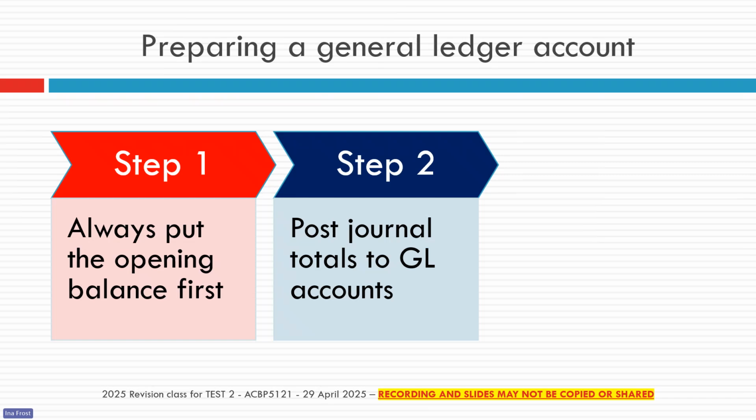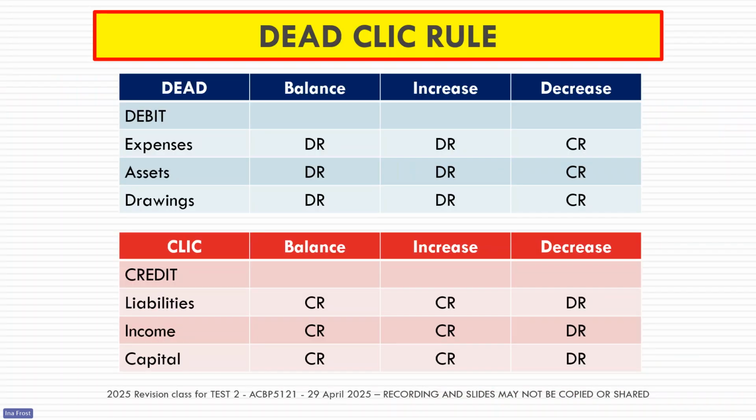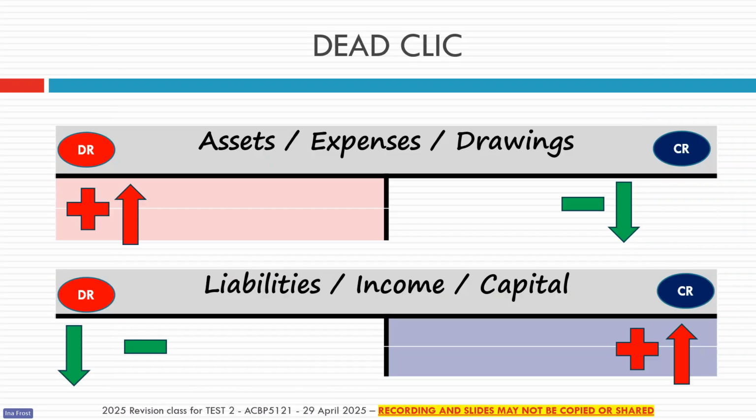Step 2, this is now where it gets a little bit more tricky. This is now where you're going to take the journals, either the ones we've given you or the ones you've just had to prepare, and you're going to post them to your general ledger account. And again, you use your DEAD CLIC, because this is going to help you know, do I now put this entry on the debit or the credit side of that general ledger account? Or if you like it in the T accounts, you're going to do it like this.